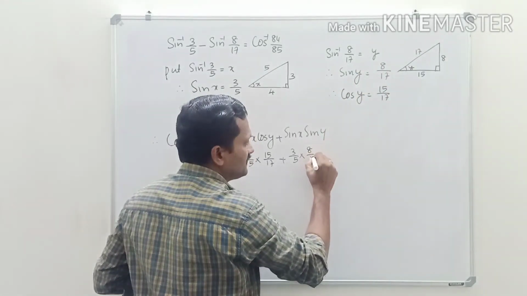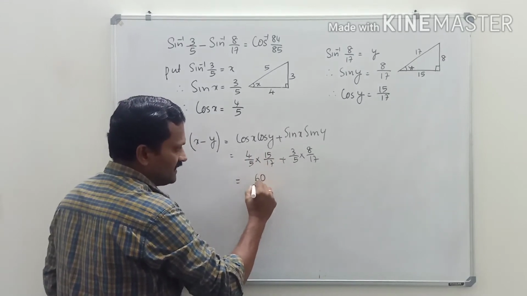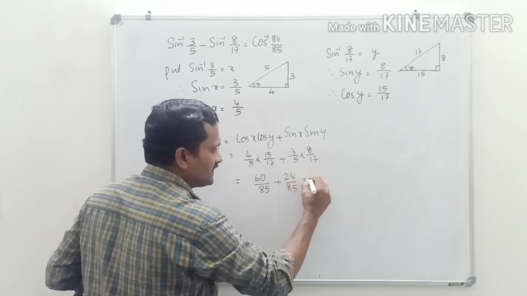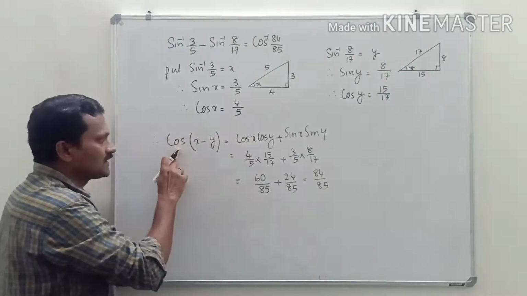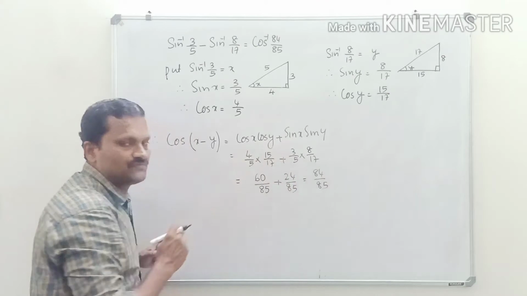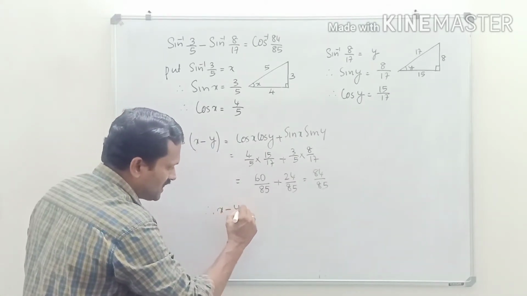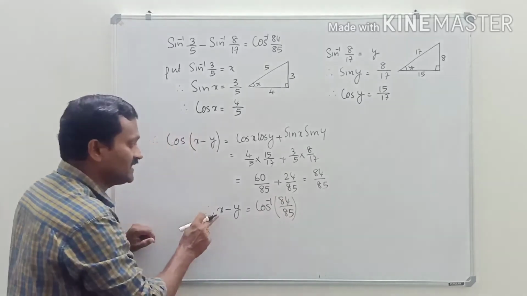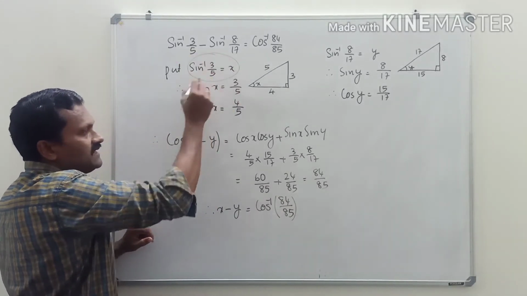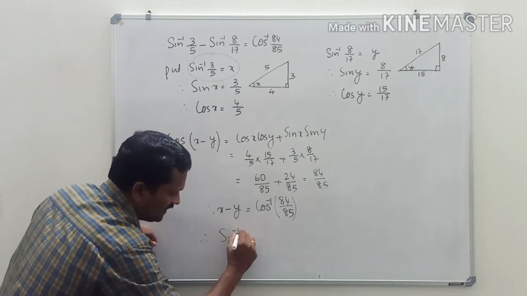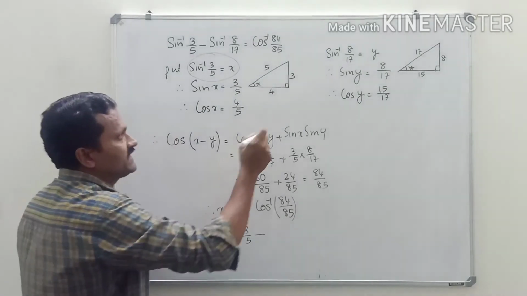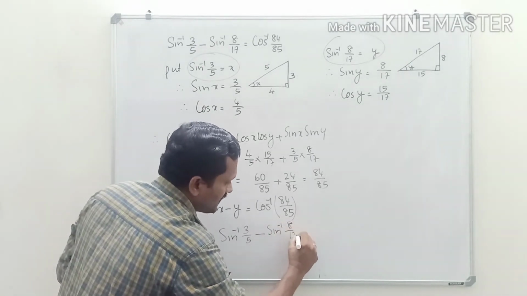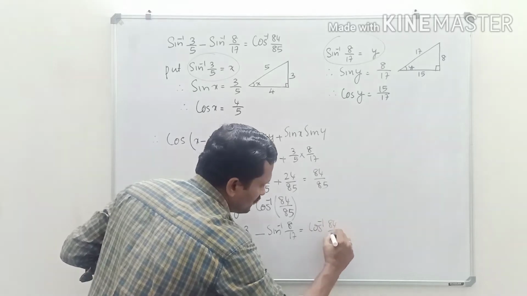8 by 17. Simplify: 60 divided by 85 plus 24 divided by 85. That is 84 by 85. Cos x minus y equal to 84 by 85. Therefore, x minus y equal to cos inverse 84 by 85. What is x? We take x as sin inverse 3 by 5. Therefore, sin inverse 3 by 5 minus what is y? Yes, sin inverse 8 by 17 equal to cos inverse 84 by 85.